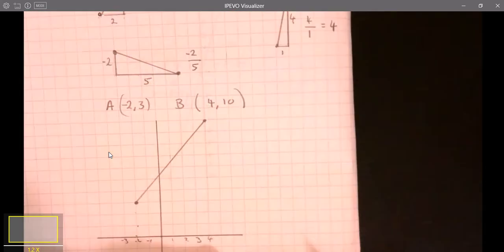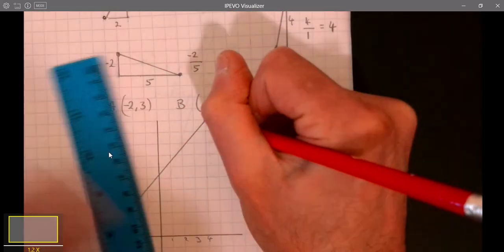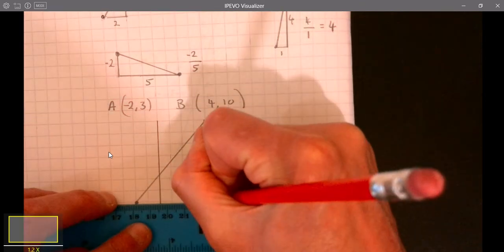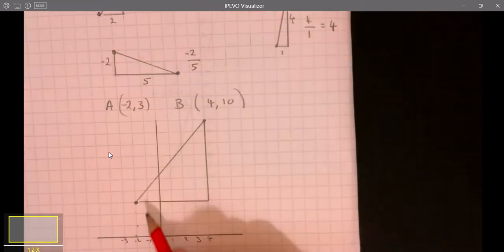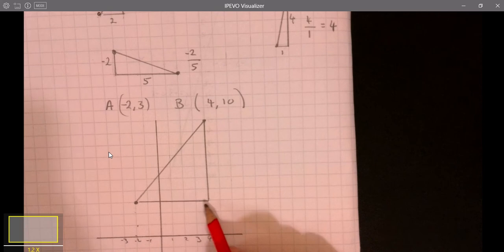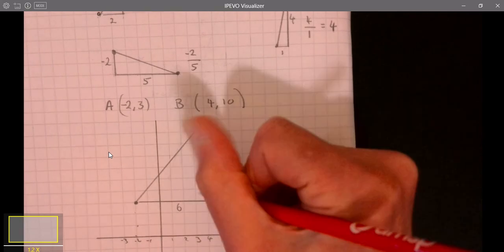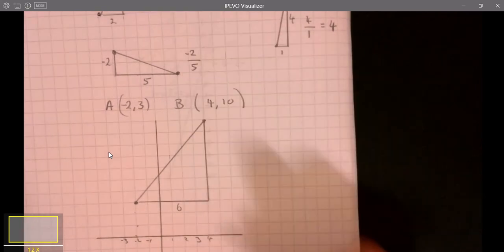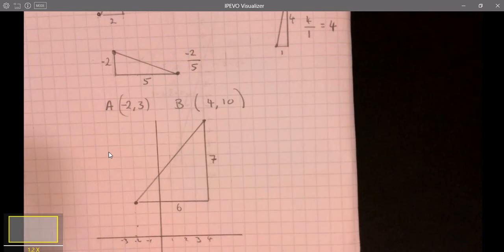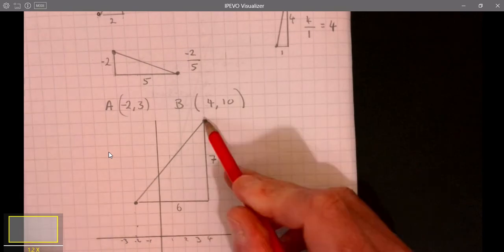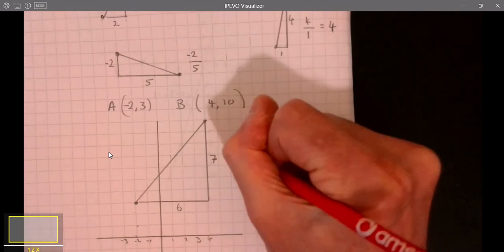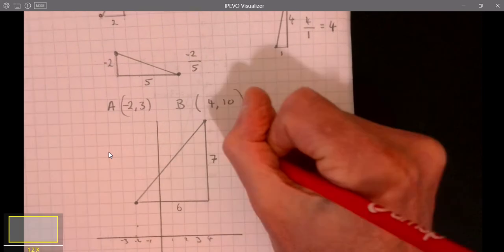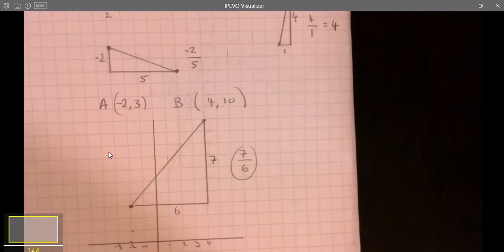So I want the gradient there. Right, and I'm going to do exactly the same as before. Here we are. There we go. So 1, 2, 3, 4, 5, 6. 1, 2, 3, 4, 5, 6, 7. Oh, that's a shame. It's just untidy. But it doesn't matter. Right, how many up does it go? 7. How many across does it go? 6. There we go. So the gradient is 7 over 6. Not such a nice number, but it's okay.